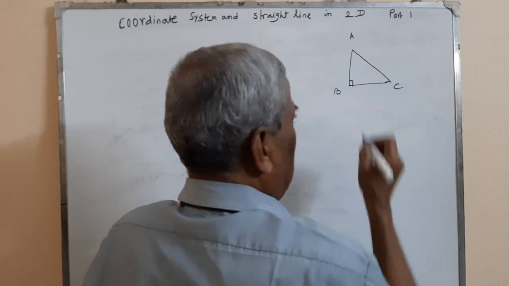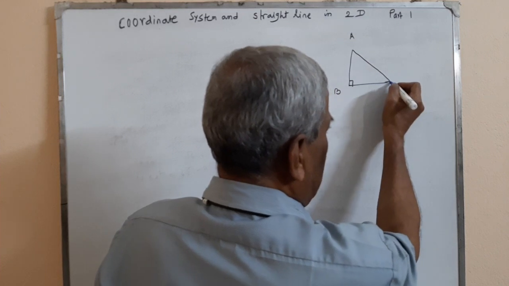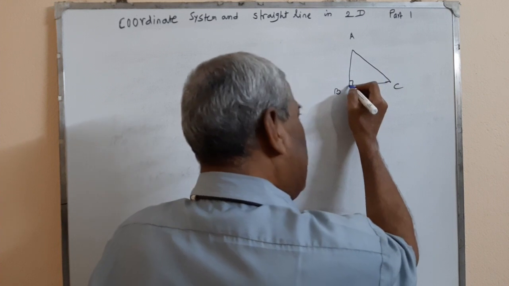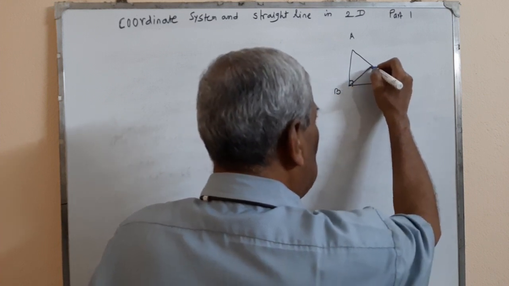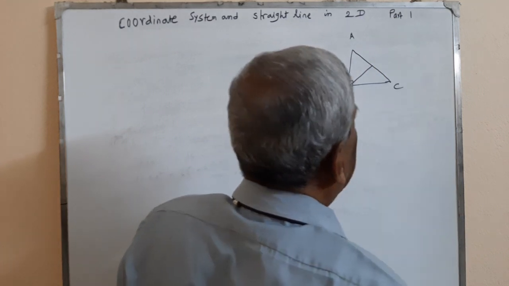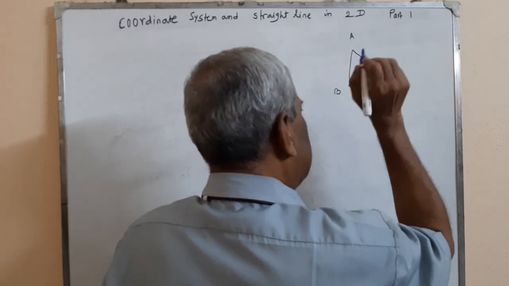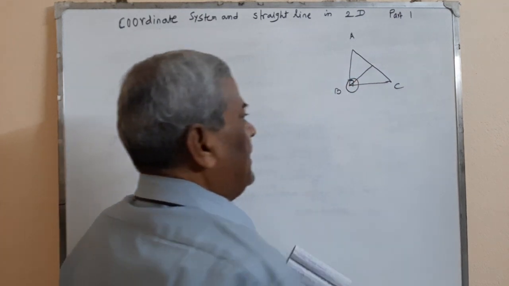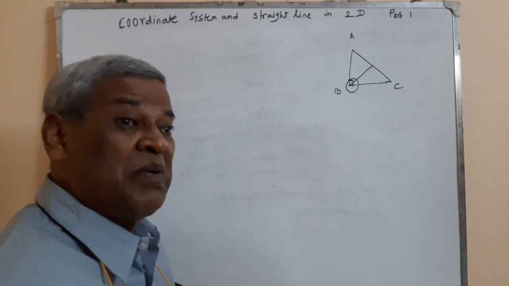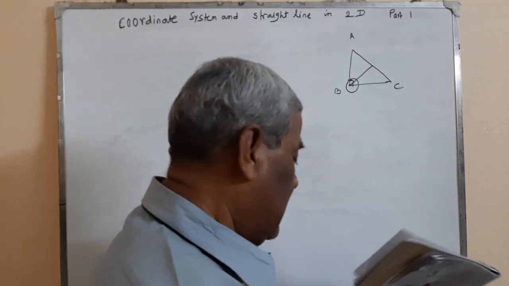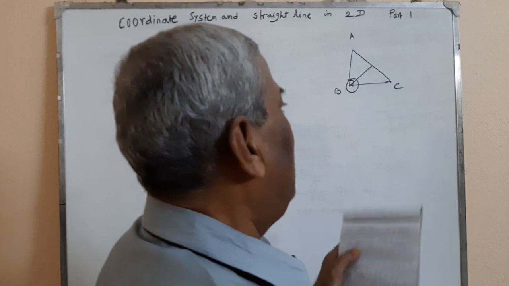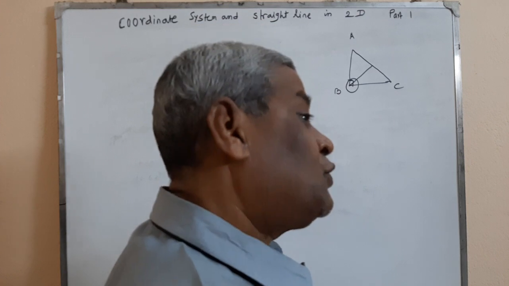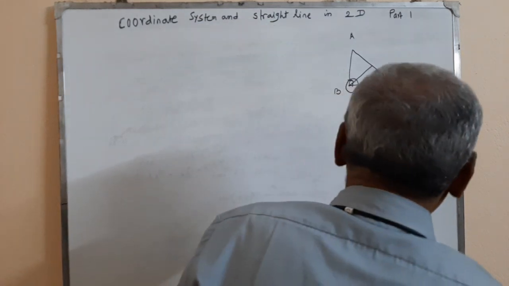From C, the perpendicular on AB is CB, so they meet at B, and from B to the opposite side AC is this. So these three perpendiculars meet at the point B. Remember it clearly that for any right angle triangle, the vertex containing the right angle is the orthocenter of the triangle.